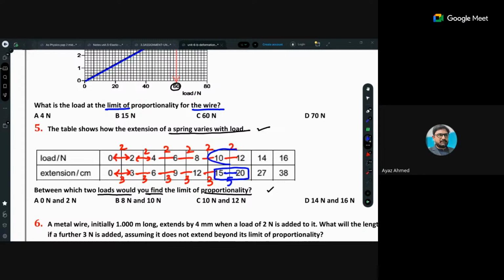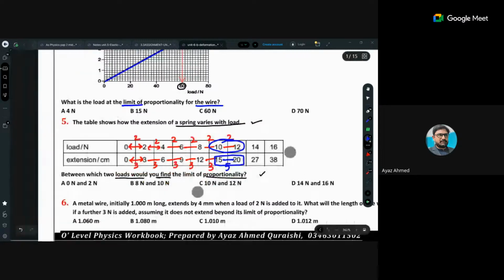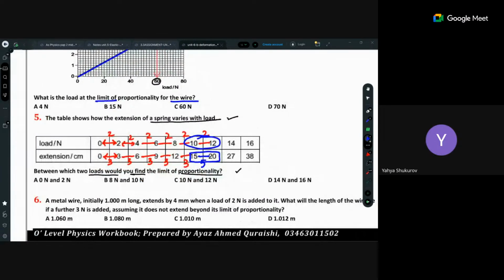It means in between 15 and 20 centimeter we are getting this limit of proportionality, and the load for that is between 10 to 12. Is the question clear to you? So this would be giving you option C, right?